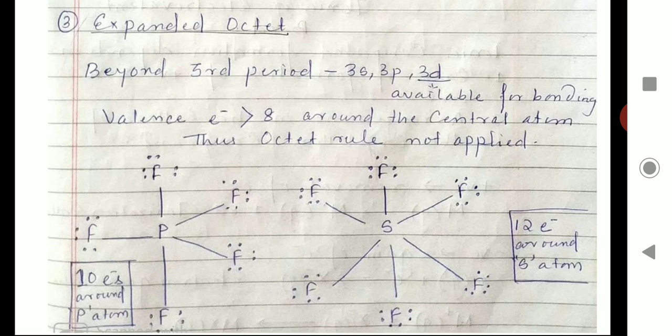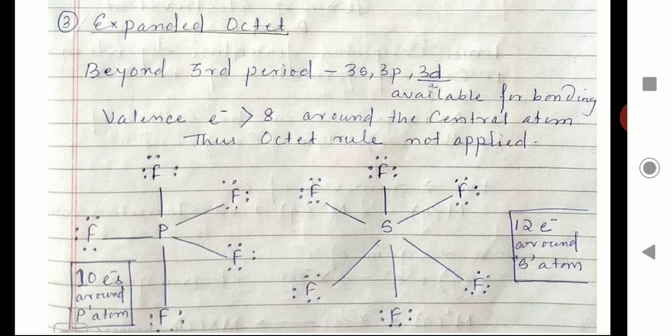Then we will talk about the expanded octet. If we take elements that have n equal to 3 orbitals filled, then 3s and 3p are filled, and 3d are vacant, but they are available for bonding also. So their valency can be expanded due to the availability of the d orbitals. As we know, for the nitrogen group the valency is 3, and the maximum number of bonds nitrogen can have is 3.